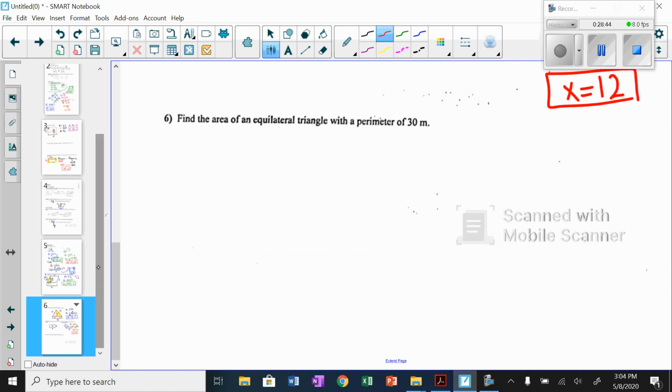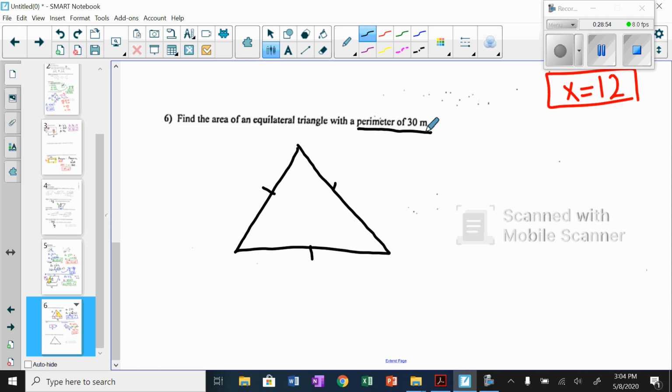And our very last question, find the area of an equilateral triangle with a perimeter of 30. So let's think about this. Equilateral means all sides are congruent. So if the perimeter is 30, we know each side is 10. Area is equal to half the base times the height. Now, what would really help us to remember is that if a triangle is equilateral, it's also equiangular, which means all these angles are congruent, which means each angle is 60.